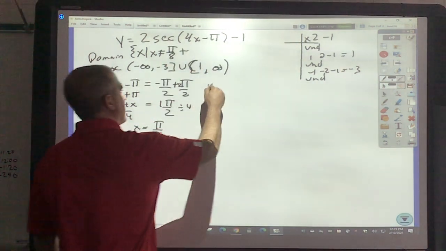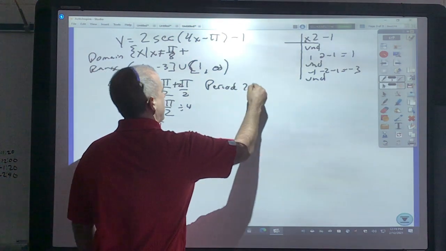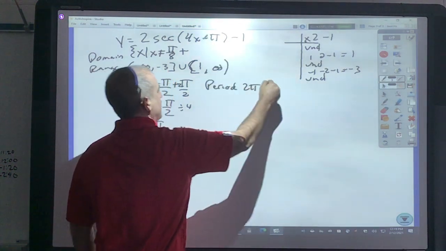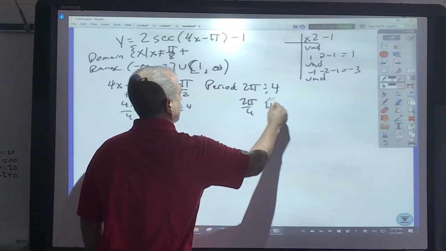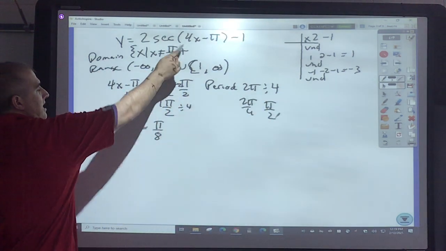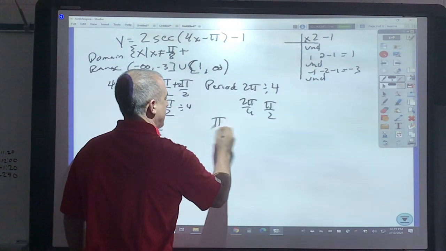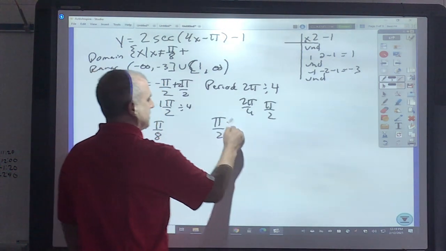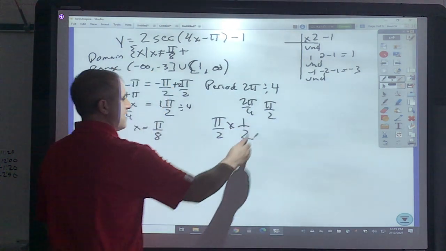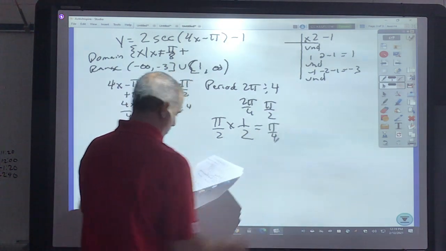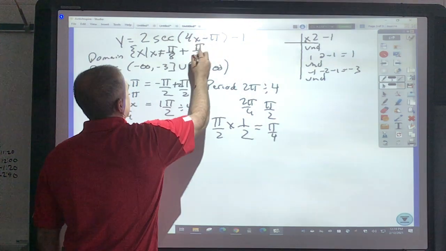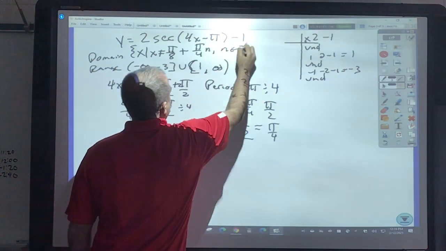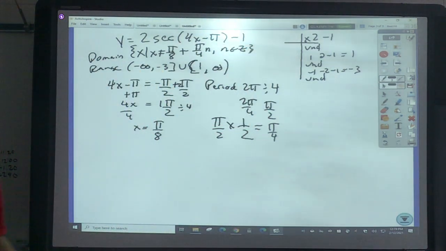I got to figure out my period. My period would be 2 pi divided by the number in front of x, which is 4, which would be 2 pi over 4 or pi over 2. Now, since I'm looking for half of that, I would do pi over 2 times half. That would be pi over 4. So that's going to be pi over 4n, where n is an element of integers. So a little bit more work with that.